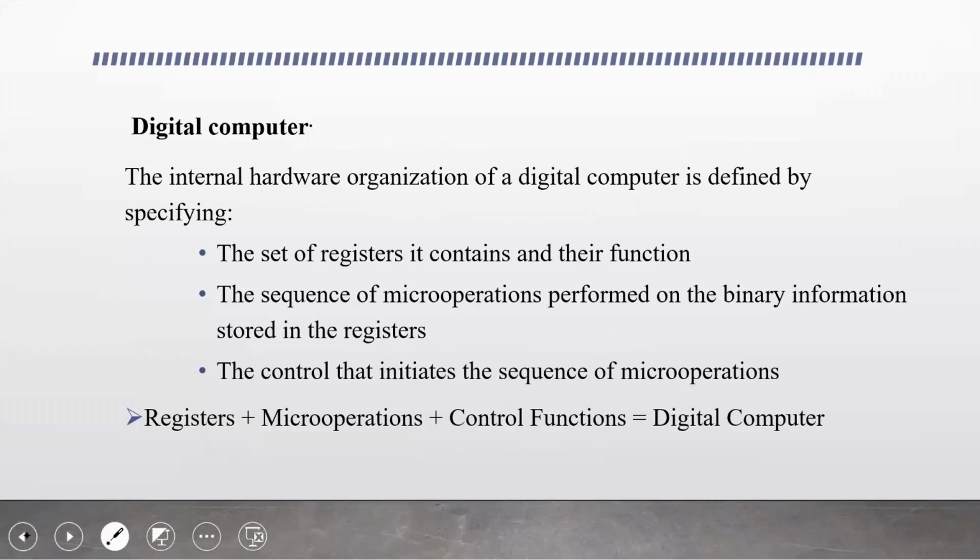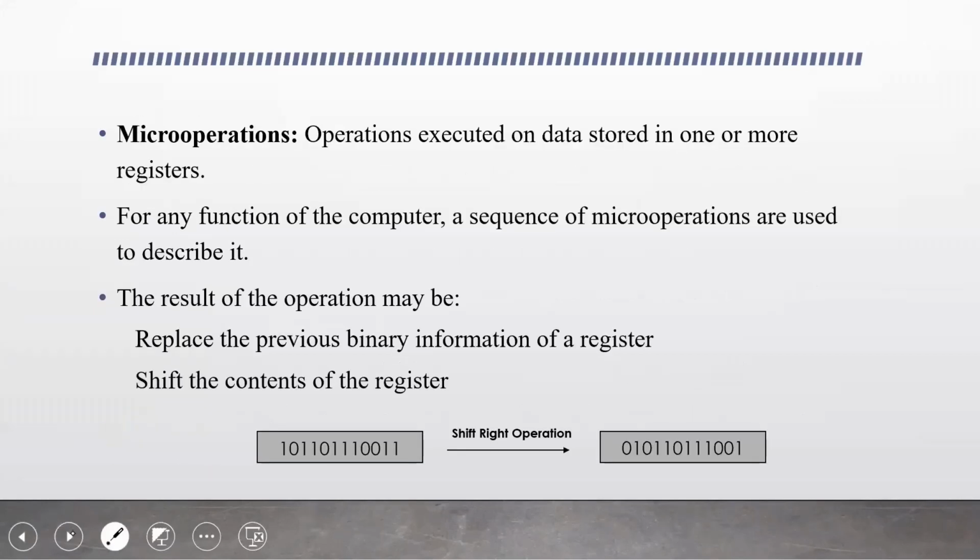Now we have seen registers and micro operations. What are these micro operations? Micro operations are the operations that are executed on data stored in one or more registers. These micro operations are elementary operations. For example, we perform multiplication, addition, subtraction, division, and there are other such operations.